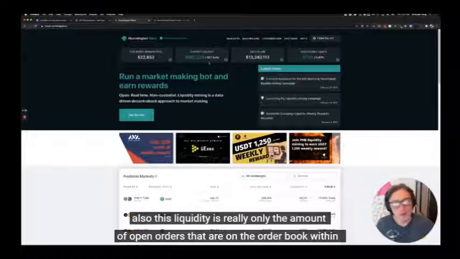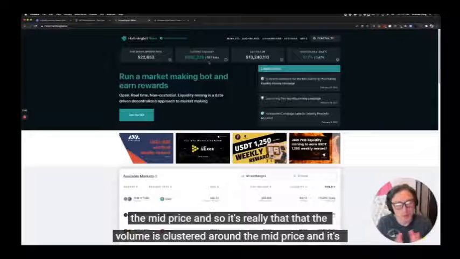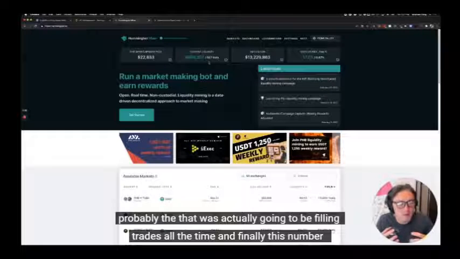Also, this liquidity is really only the amount of open orders that are on the order book within a maximum spread, typically about 2% from the mid price. So it's really the volume that is clustered around the mid price, and it's probably what's actually going to be filling trades all the time.